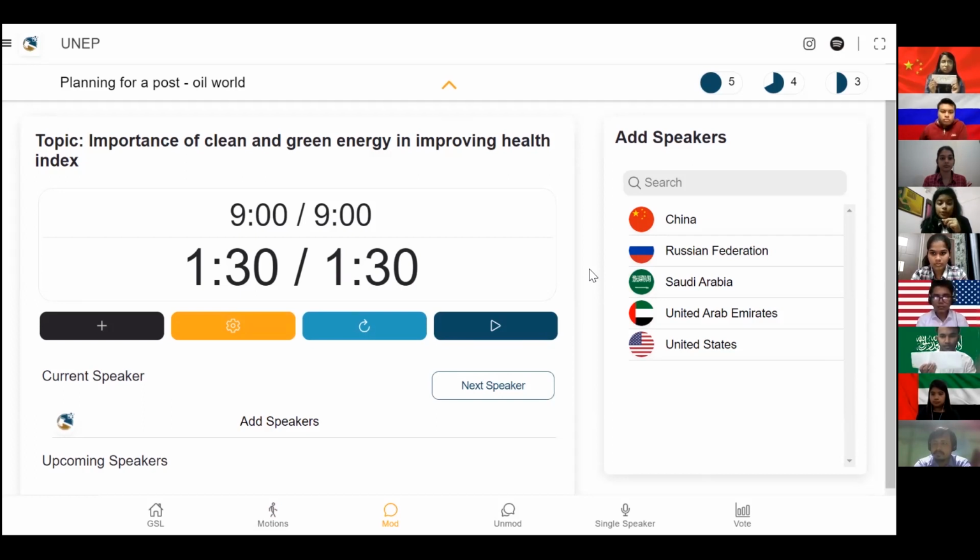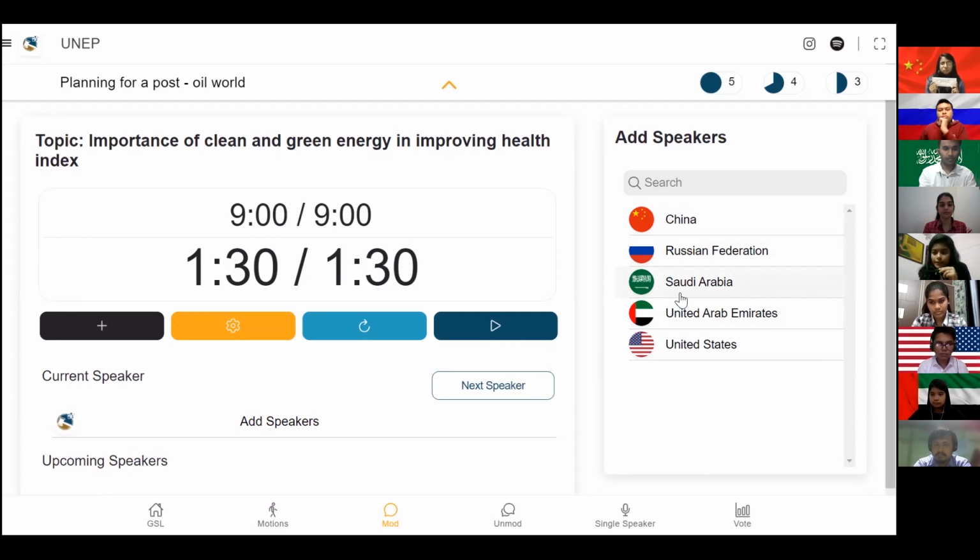Delegate of Russia, would you like to be the first speaker or the last speaker? The delegate would like to be the last speaker. Okay, so we have delegate of Saudi Arabia, followed by delegate of China, followed by delegate of UAE, followed by delegate of USA, followed by delegate of Russia.